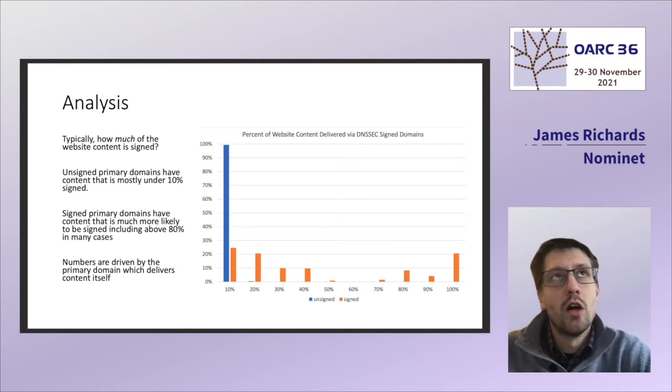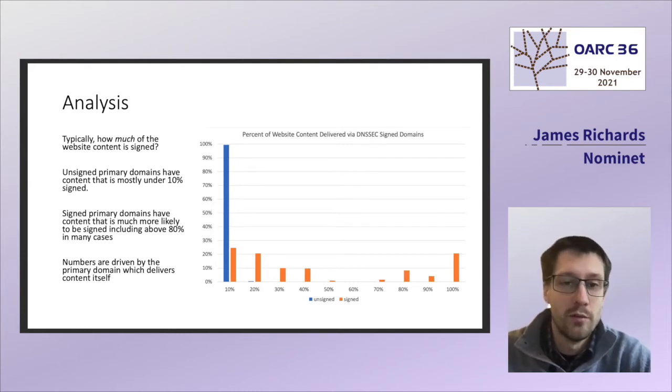For those unsigned websites, so unsigned primary domains that have some DNSSEC in them, it's normally not very much DNSSEC. So you can see almost 100% of the data in the blue category is inhabiting the lowest bin on the graph. So if you're using an unsigned website domain and you've got one or two bits of content in there, that's where you'll be in that bottom bin.